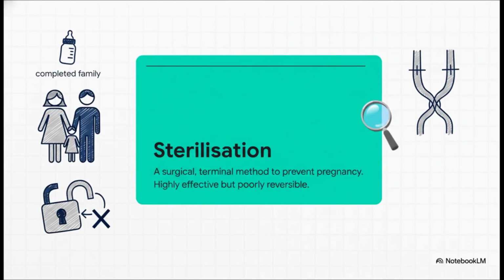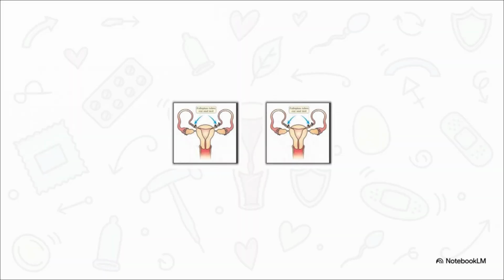Okay, last but not least, we have the surgical methods, also called sterilization. These are generally for people who are sure they don't want any more children, which is why it's called a terminal method. It's incredibly effective, but, and this is a big but, it's very difficult to reverse, so it's a decision that needs a lot of careful thought. The procedure for males is called a vasectomy, and for females, it's a tubectomy.